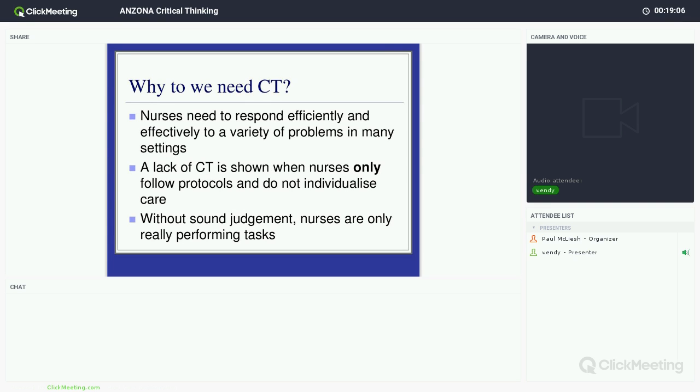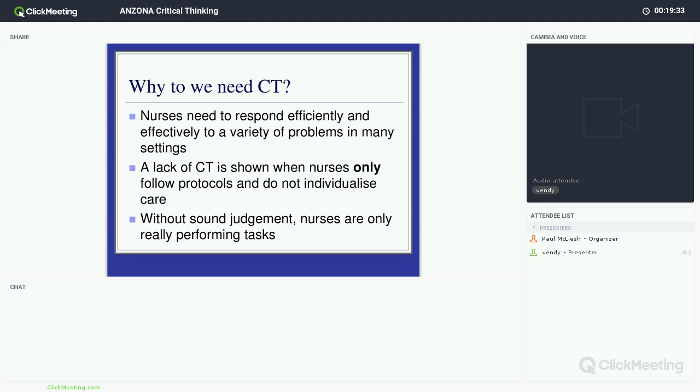Why do we need to use critical thinking? Because of the complexity of our care, the complexity of healthcare at the moment, we need to be able to respond efficiently and effectively to a variety of problems in many settings. And certainly when we look at our orthopaedic patient population, it covers both trauma and elective patients. We've got patients right across the lifespan that we need to be able to respond to.